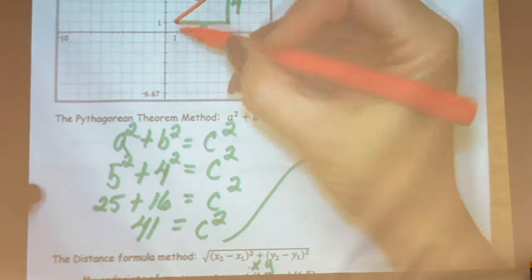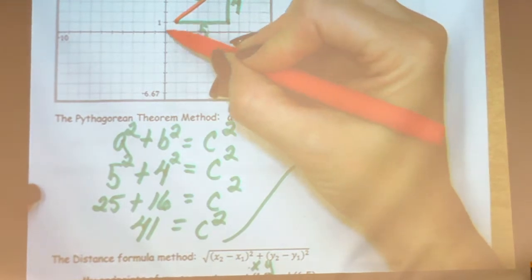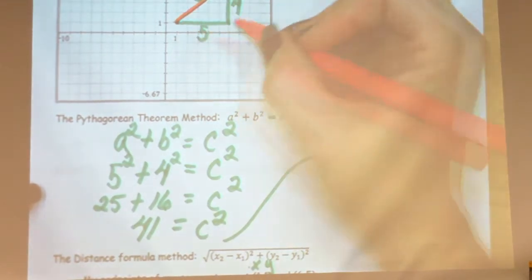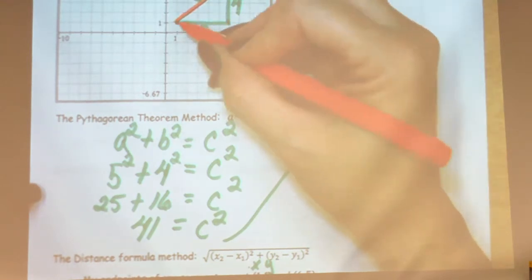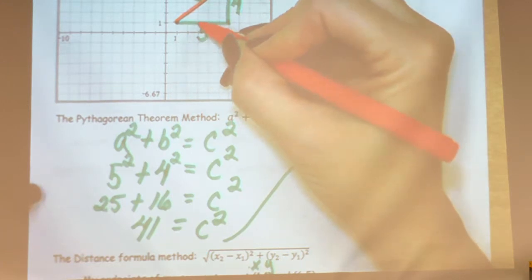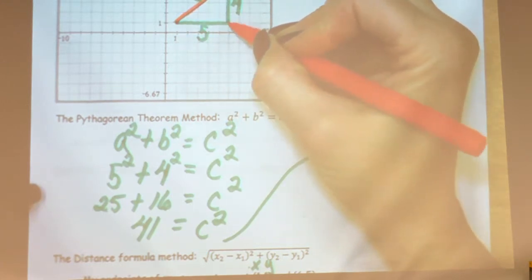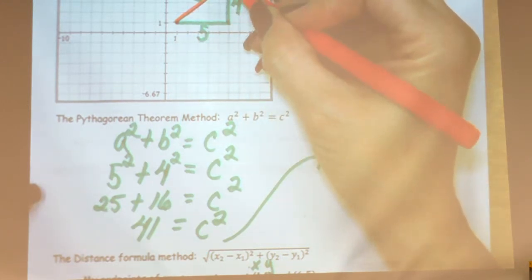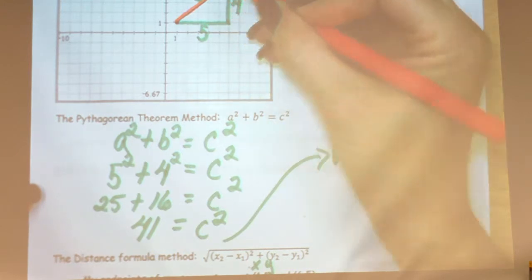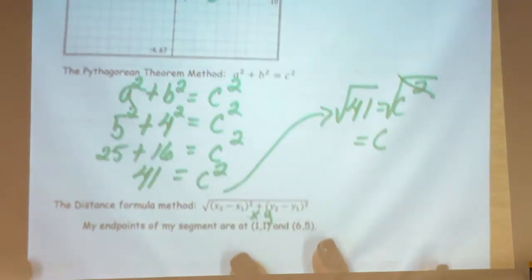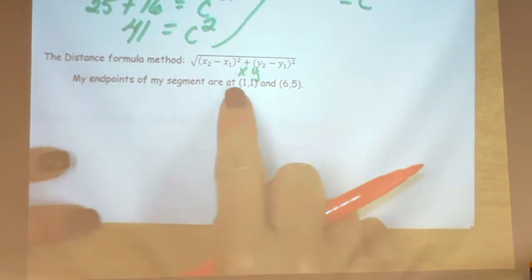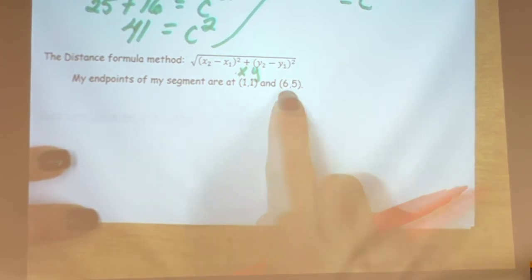Okay? And the coordinate of my first endpoint is over 1, up 1. So it's 1, 1. And the coordinate of my second endpoint is over 6. 1, 2, 3, 4, 5, 6. Over 6 and up 1, 2, 3, 4, 5. Up 5. So that's where I came up with the endpoints of my segments are 1, 1 and 6, 5.